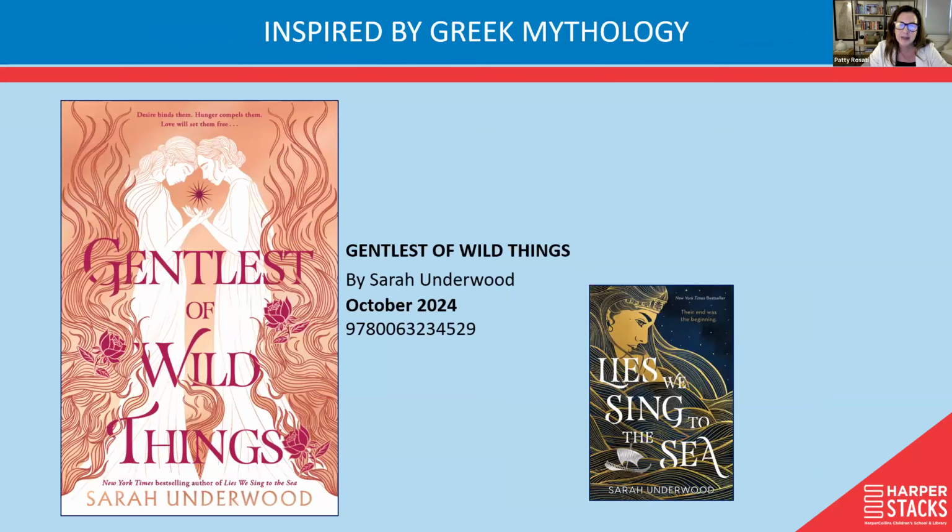Next slide, please. So from continued love for those amazing books by Madeline Miller, Circe and The Song of Achilles, to the recent development of Alex Bracken's Lore adaptation, readers are really still clamoring, I think, for reimaginings of Greek mythology. For those many readers, Gentlest of Wild Things by the author of last year's Lies We Sing to the Sea is a sapphic fantasy that blends the story of Eros and Psyche and legends of the enthralling vampiric Empusa. Lies, by the way, is just out in paperback.